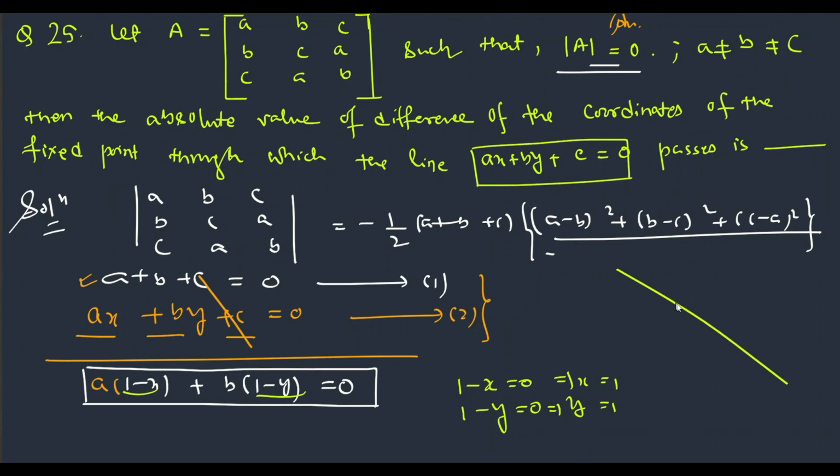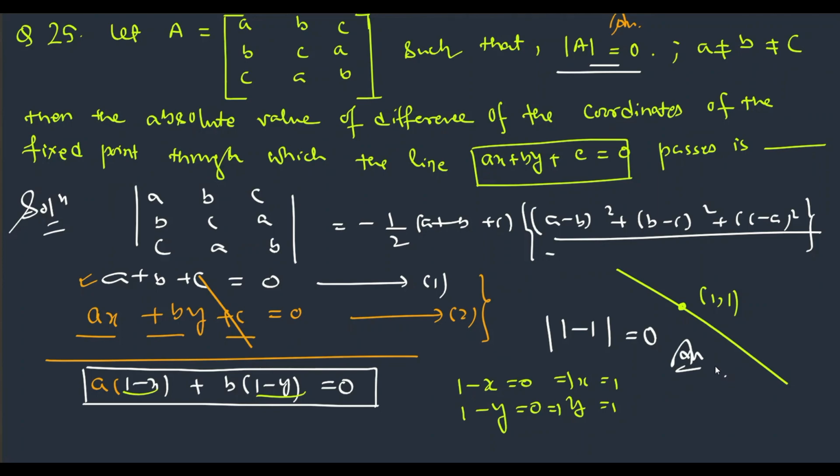So this line passes through the point (1, 1), and they are asking to find the difference of these coordinates. That means they are asking 1 minus 1 and its modulus, which is 0. Answer is 0. Is it okay?